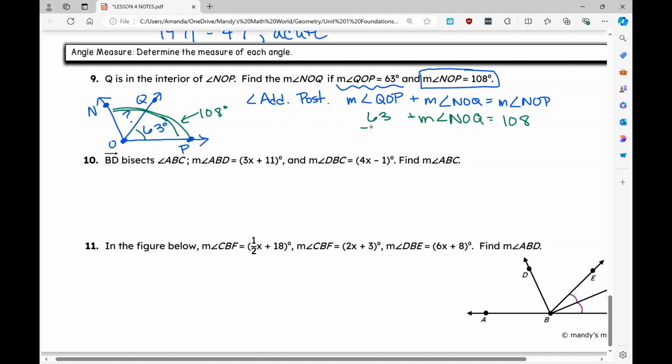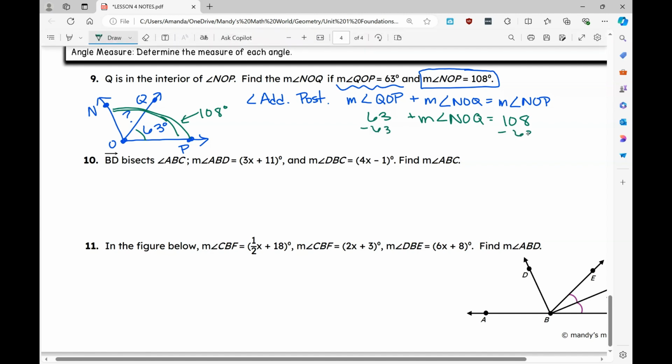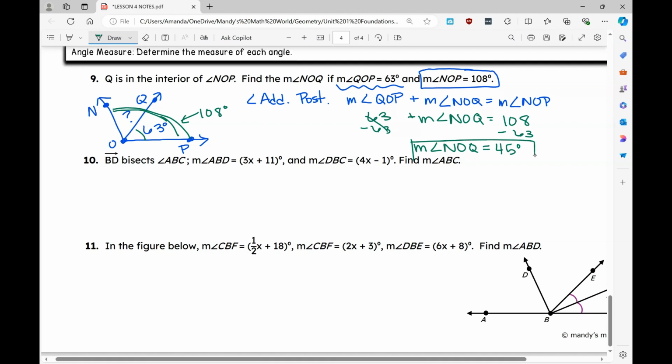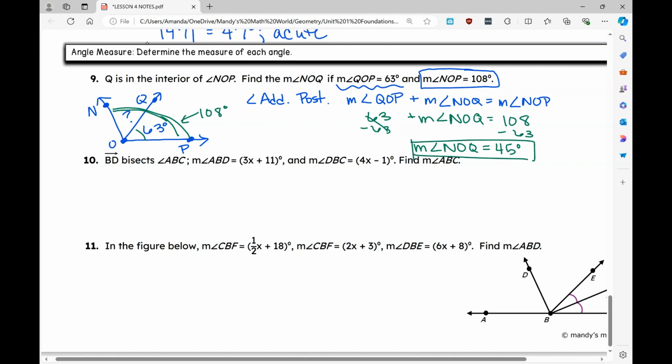So now let's solve for the measure of angle NOQ. I'm going to subtract 63 from both sides, and I get the measure of angle NOQ to be 108 minus 63, which is 45 degrees. All right, let's move on to the next one.